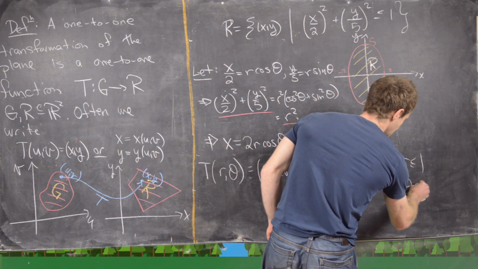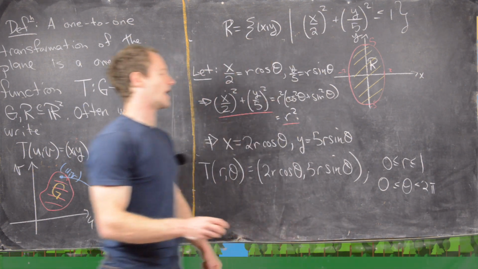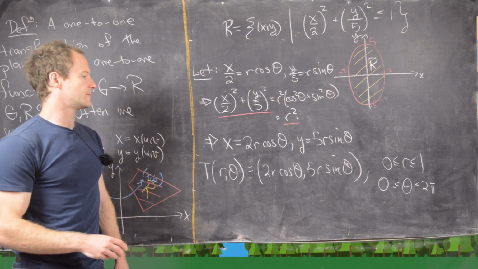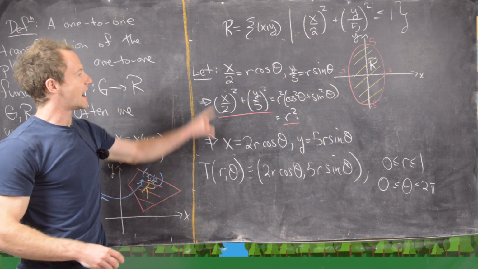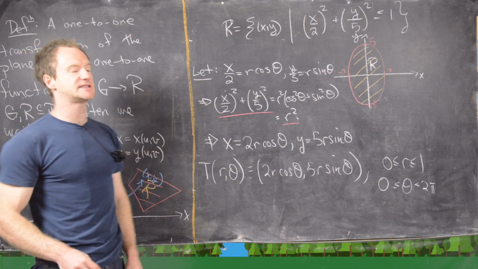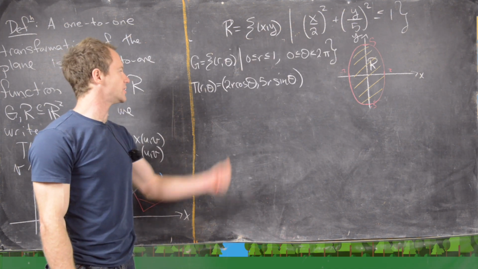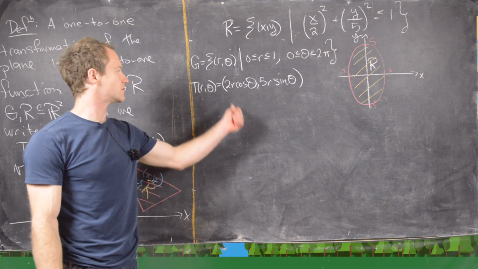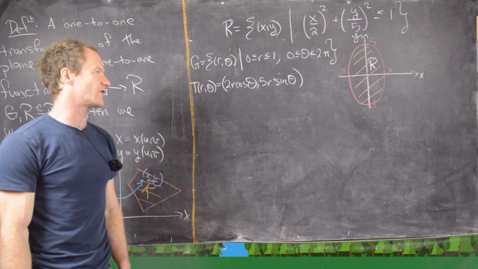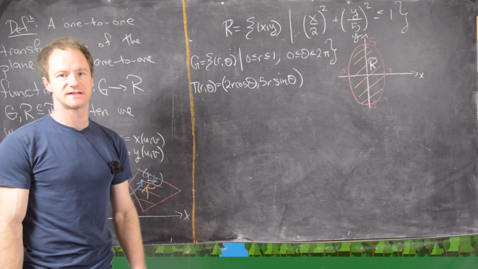So we'll have theta goes between 0 and 2 pi. So we've got something like that. Okay, so great. I'm going to clean up the board and then we'll rewrite this transformation and see what the picture looks like. Okay, so on the last board we argued that T of r, theta was equal to 2r cosine theta, 5r sine theta. In other words, x equals this first one, y equals this second one.